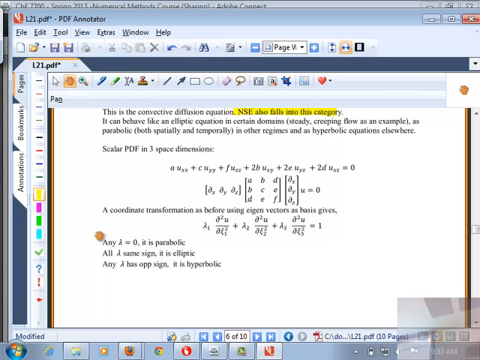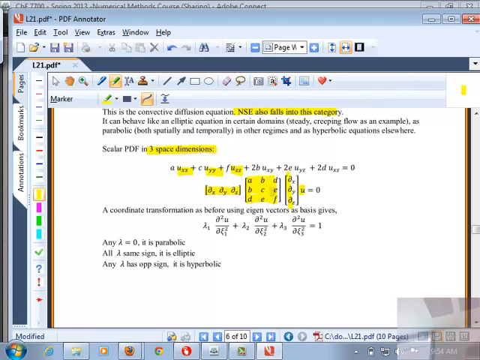Once you do the coordinate transformation, after you find the eigenvalues and eigenvectors of this 3×3 matrix, you can reduce this equation into its canonical form, in the coordinates psi1, psi2, psi3, and the classification will be exactly the same. If any lambda is 0, then we end up with a parabolic equation. If they all have the same sign, it is elliptic. And if any of them have opposite sign, the partial differential equation is hyperbolic.